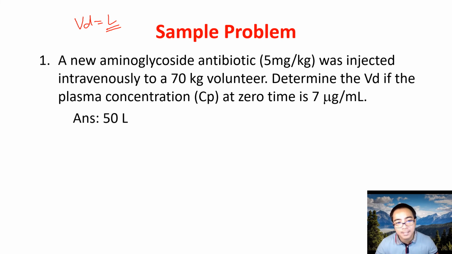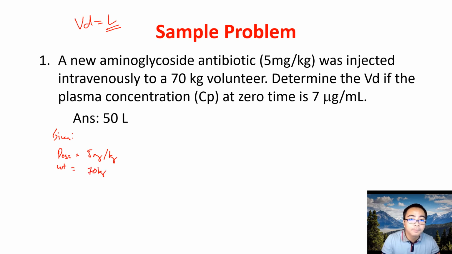In my case, class, let me write the given first. We have the dose, which is equivalent to 5 milligram per kilogram. The patient's weight is 70 kilogram. What else was given here? VD, VD was not given. CP sub 0 is 7 micrograms per ml.